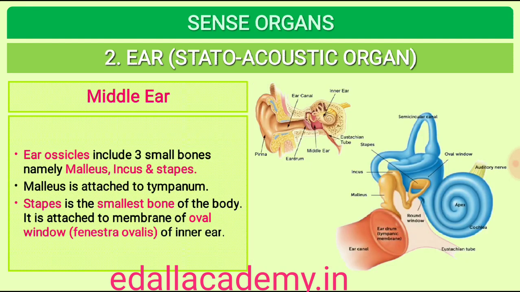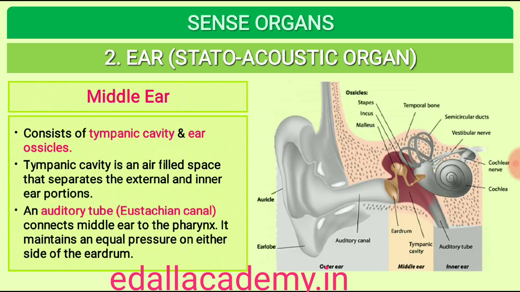The middle ear contains 3 ossicles called malleus, incus and stapes which are attached to one another in a chain-like fashion. The malleus is attached to the tympanic membrane and the stapes is attached to the oval window of the cochlea. The ear ossicles increase the efficiency of transmission of sound waves to the inner ear. An Eustachian tube connects the middle ear cavity with the pharynx. The Eustachian tube helps in equalizing the pressures on either sides of the eardrum.